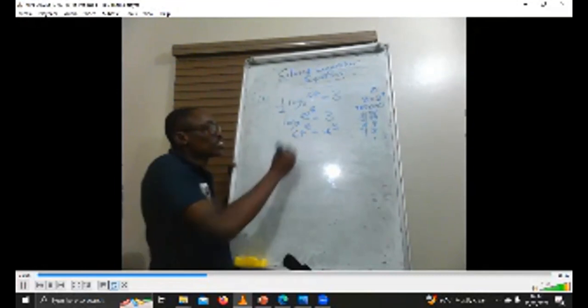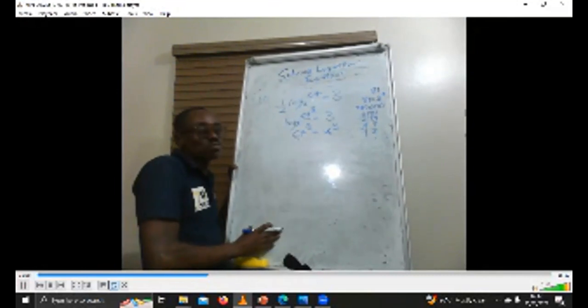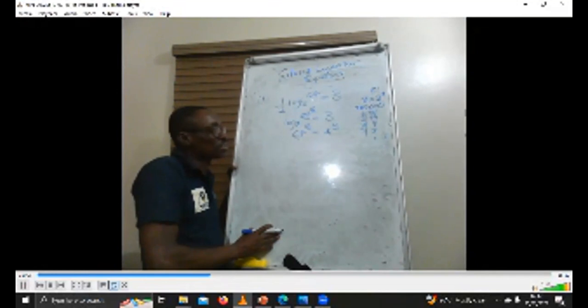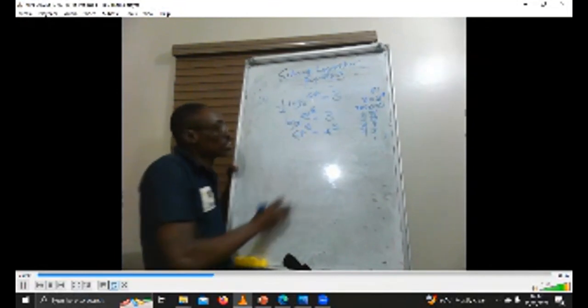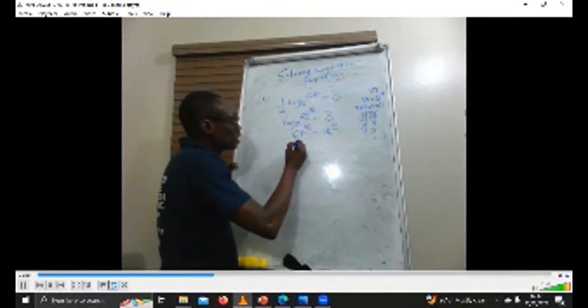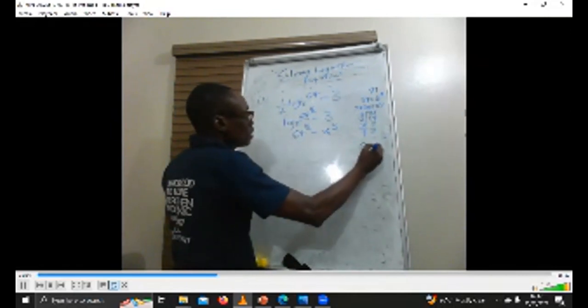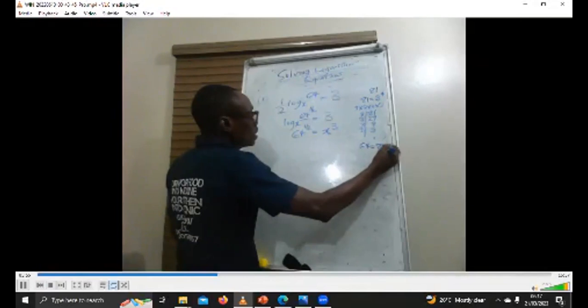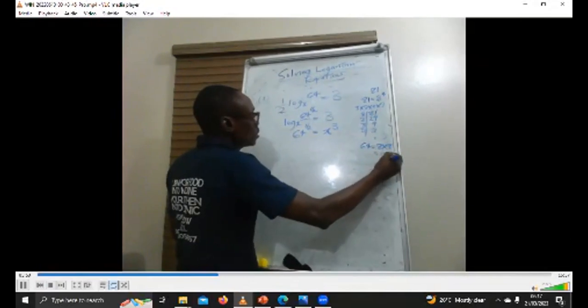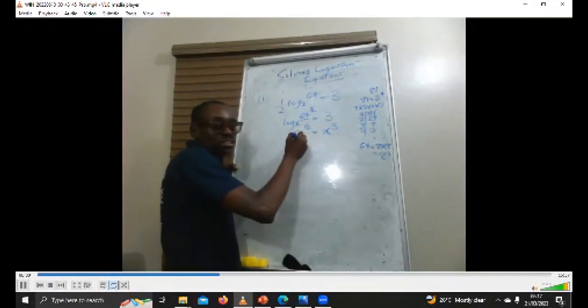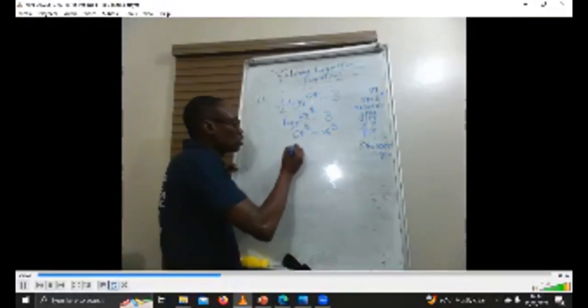So 64 raised to power half equals x raised to power 3. How do we proceed? There are many ways we can proceed. We know that 64 is the same thing as 8 times 8, which is the same thing as 8 raised to power 2. So replace 64 with 8 raised to power 2.